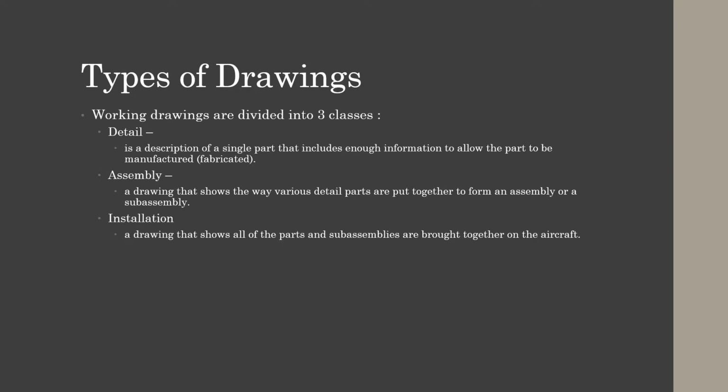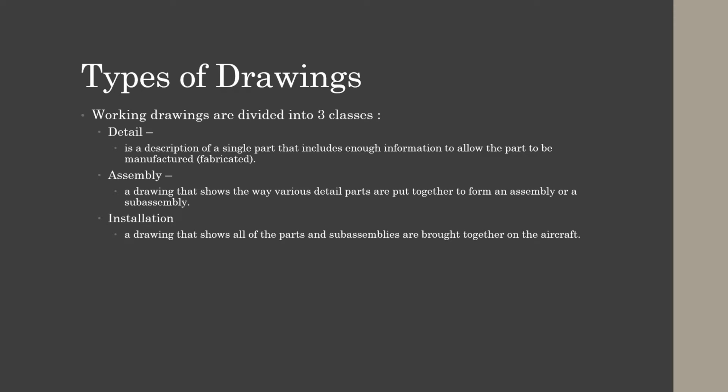Drawings. There are three types of working drawings out there: detail, assembly, and installation. You can think of DAI, D-A-I. Detail will be a description of a single part, but it's going to include enough information to allow the part to be manufactured, made, fabricated.